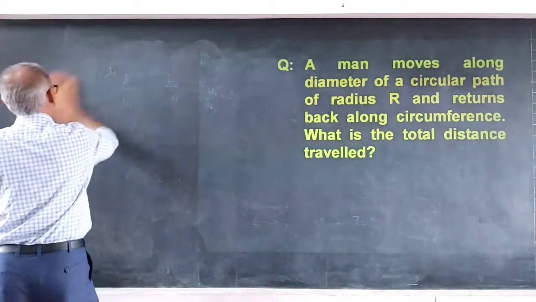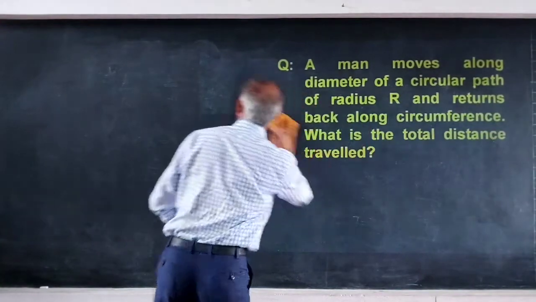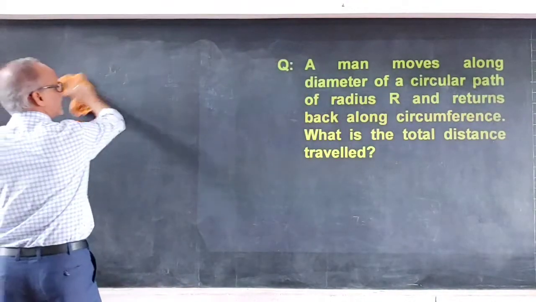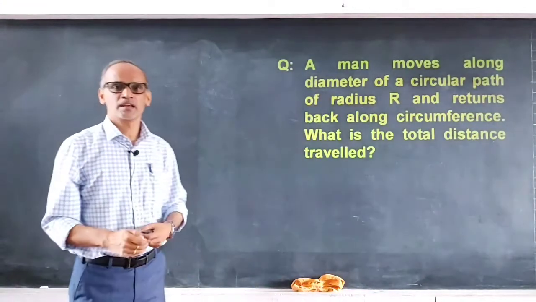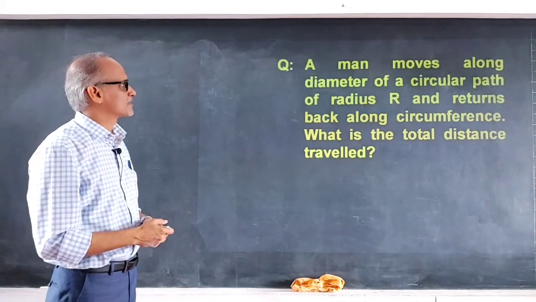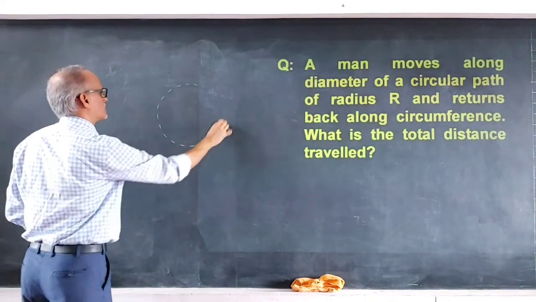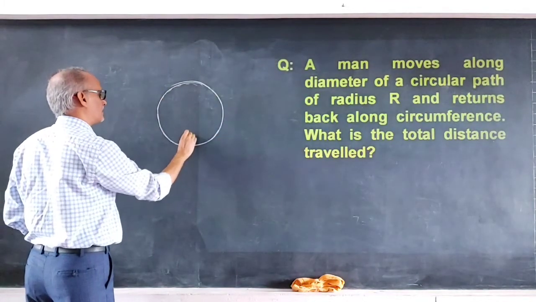So let's solve one more question. These are all very simple applications in physics where we use various mathematical formulas. Okay, let's see the statement. A man moves along the diameter of a circular path. So this is the circular path, this is a circle. So he moves along the diameter like this.